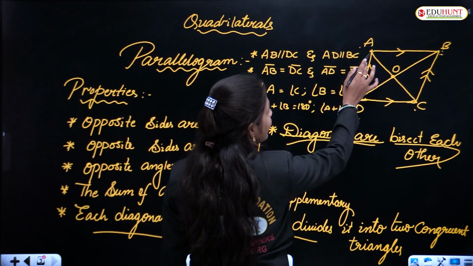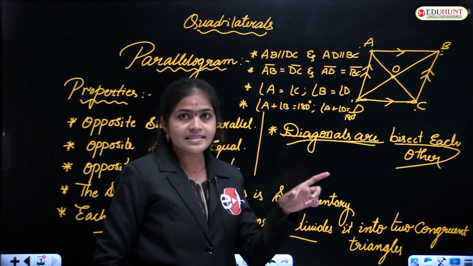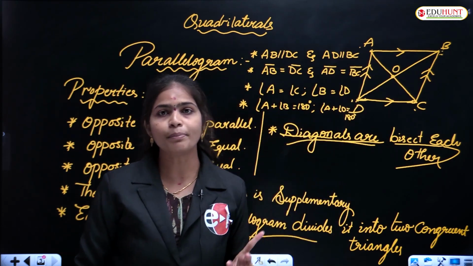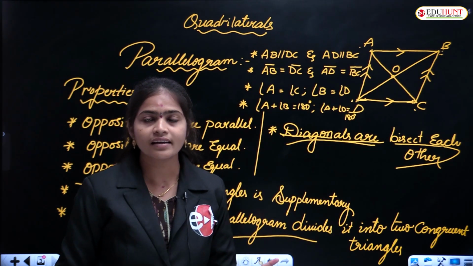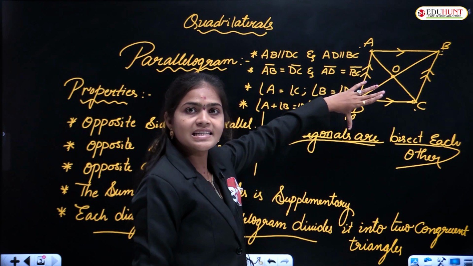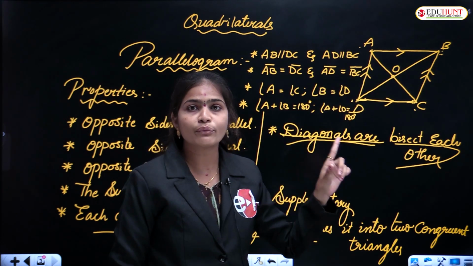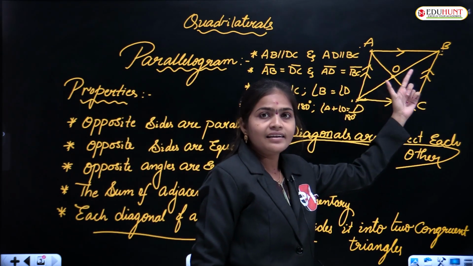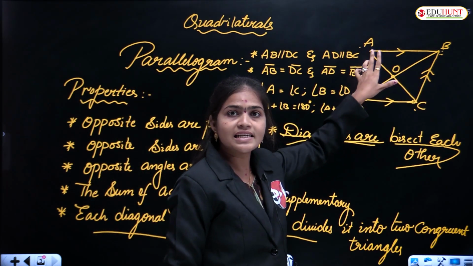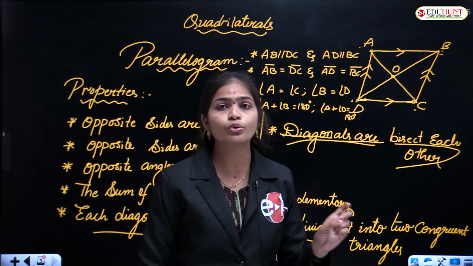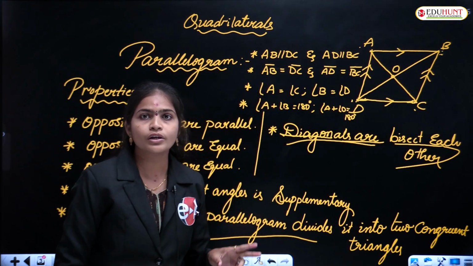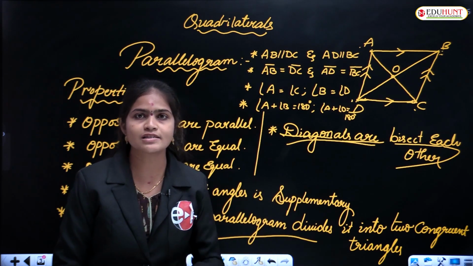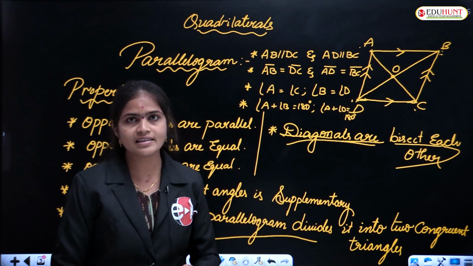Bisect each other means the AC diagonal divides the BD diagonal into two equal parts. Again I am saying, the AC diagonal divides the BD diagonal into two equal parts, and in the same way the diagonal BD divides the diagonal AC into two equal parts. So bisect means it divides exactly into two equal parts only, no? So that's what they are saying in this point.